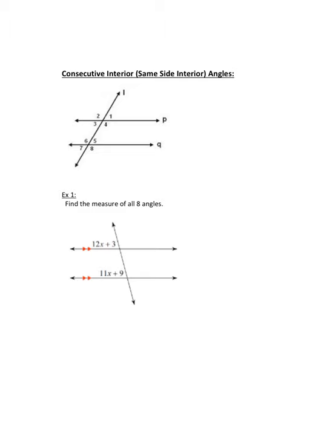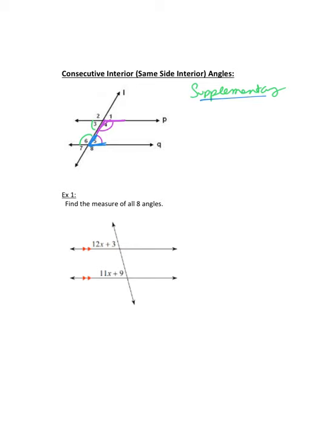Consecutive interior, also known as same side interior, means that you're on the inside of the parallel lines, but you're on the same side. So like angles 4 and 5 are same side interior or consecutive interior. Also, angles 3 and 6 are same side interior. These are supplementary. They add up to 180. And you can see the shape of them. Angle 4, for example, is open up wide, and angle 5 is acute. It's leaned in. They're not the same. Together they add up to 180 degrees.